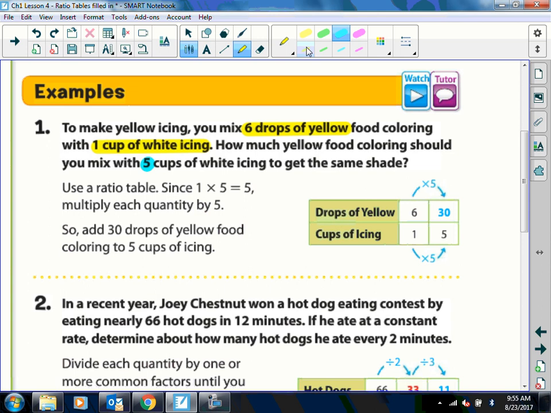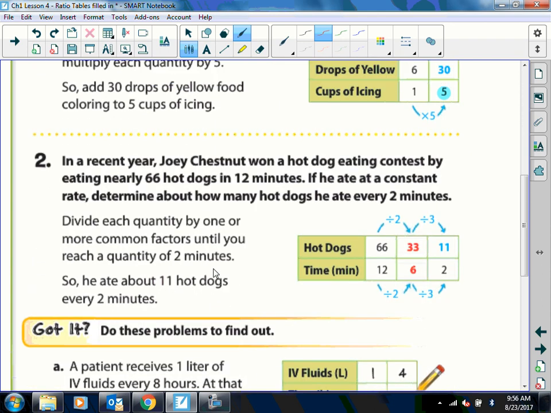Now we want to end up with 5 cups of icing. Does everybody see that? You want to end up with 5 cups. So in order for us to get from 1 to 5, we're just going to multiply by 5. Now if I multiply down in the denominator, that's the bottom number down here, right? Then I'm going to have to multiply in the top. Does everybody see that? So 6 times 5 is 30. So that means I'm going to need 30 drops of yellow food coloring to make 5 cups of icing. Is everybody clear? All right, very good.